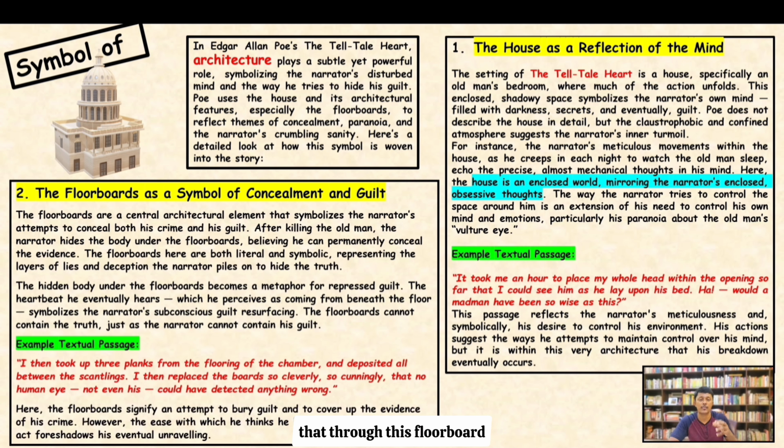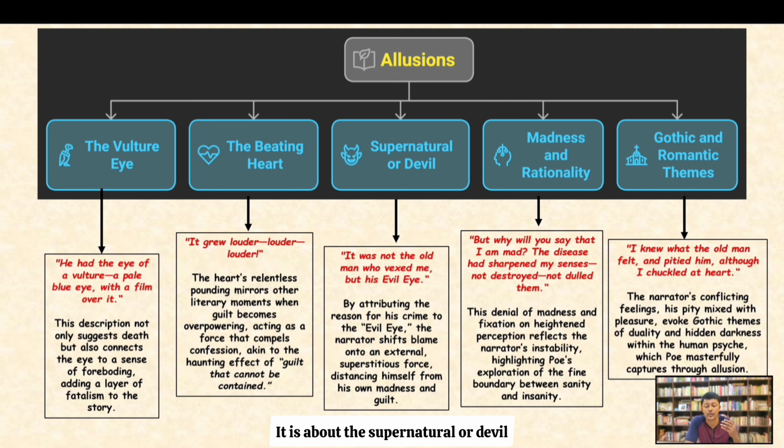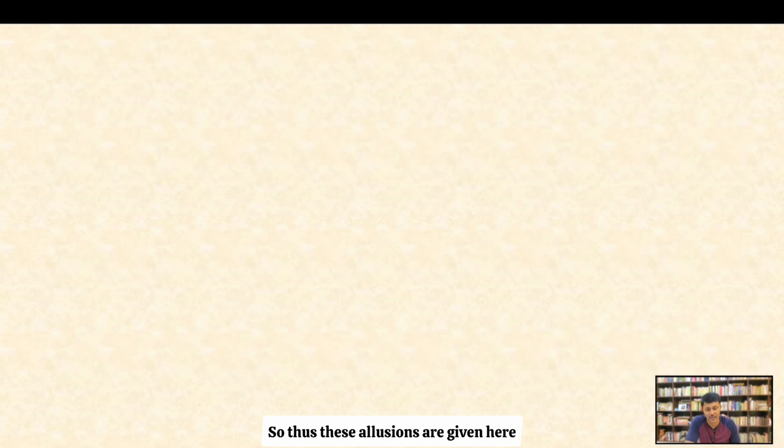It was not the old man who vexed me, but his evil eye. By attributing the reason for this crime to the evil eye, the narrator shifts blame onto an external superstitious force, distancing himself from his own madness and guilt. So it is not the guilt, it is about allusions, it is about the supernatural or devil. So thus these allusions are given here.